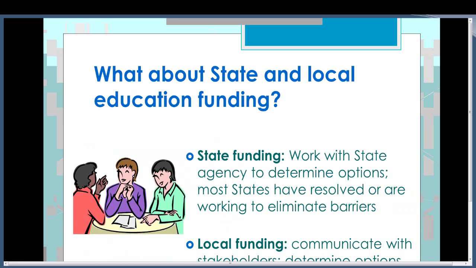We also know that state and local funding streams depend on school meal application data to allocate money, and communication is key here. For state funding, we encourage you to discuss your options with your state agency. Most states have resolved or are working to eliminate any barriers to CEP participation. The same is true for local funding. We encourage you to start a dialogue with all the stakeholders to determine what the options are for allocating funds without application data. There are several other socioeconomic indicators that can be used to allocate funds, so it's a matter of looking at the other options and deciding which works best for the funding stream or the group that's providing the benefit.